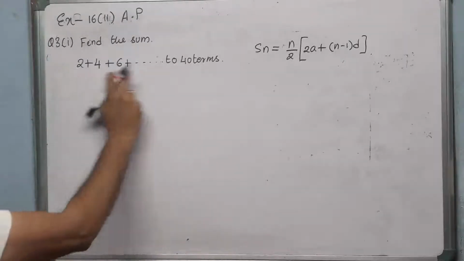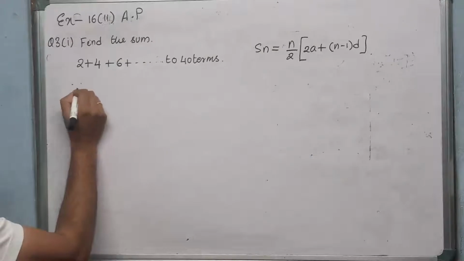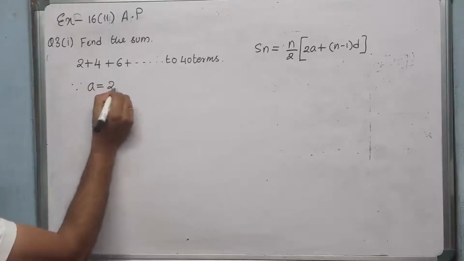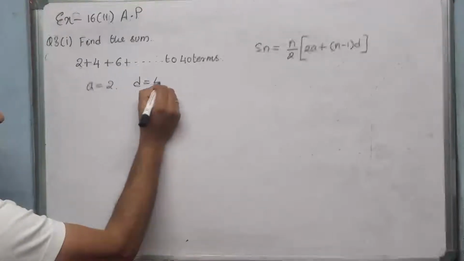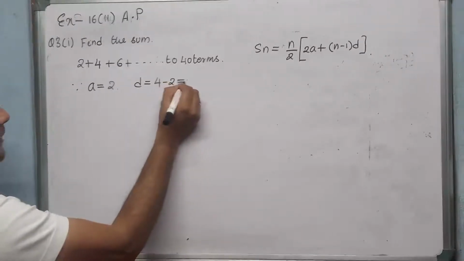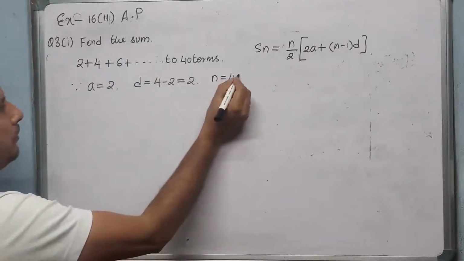According to this question, 2, 4, 6 up to 40 terms, a is 2, that is the first term. First term is 2. Then we'll calculate the common difference. Common difference is second term minus first term, that is equal to 2. Up to 40 terms means n is equal to 40.